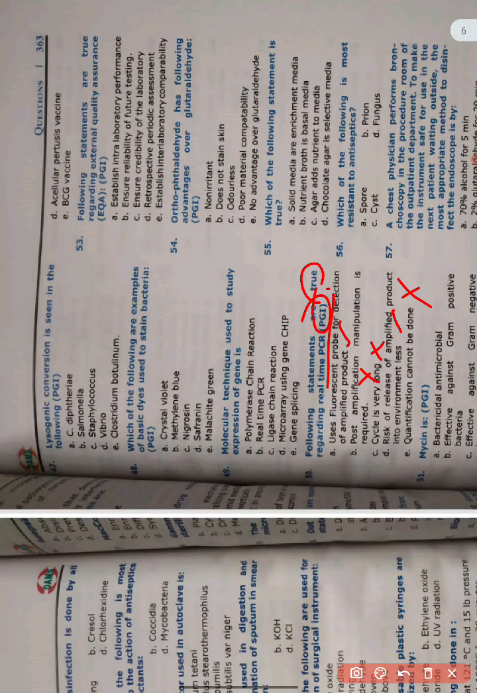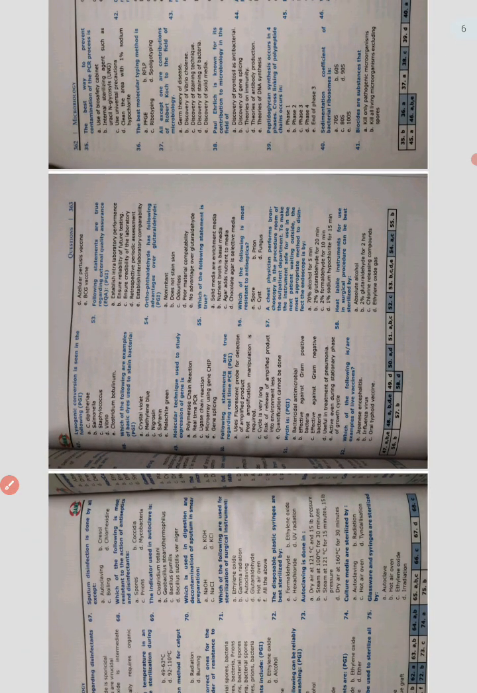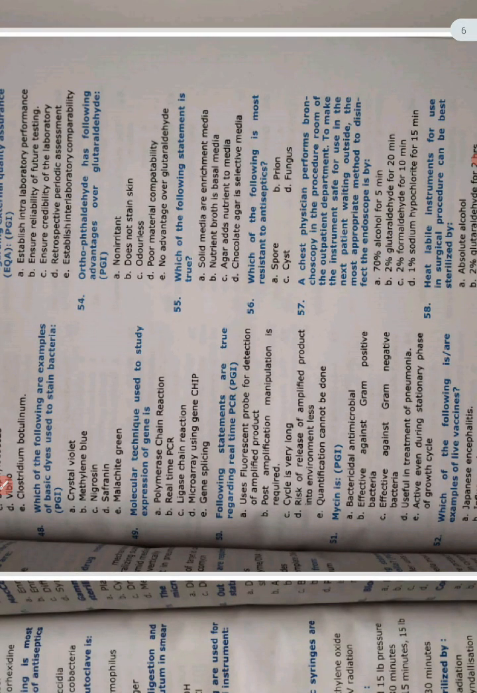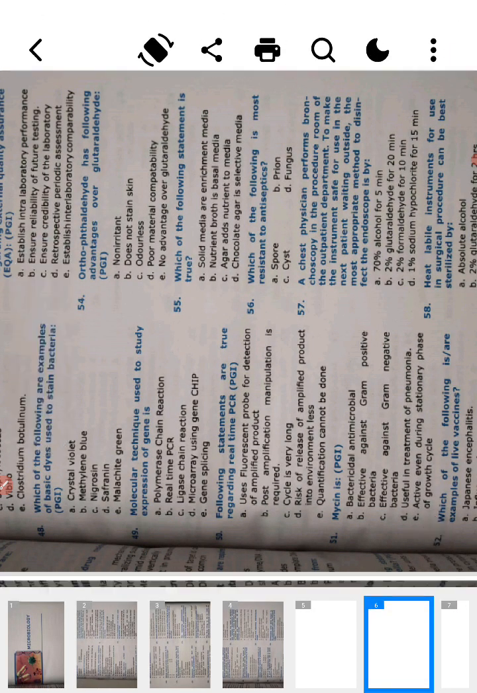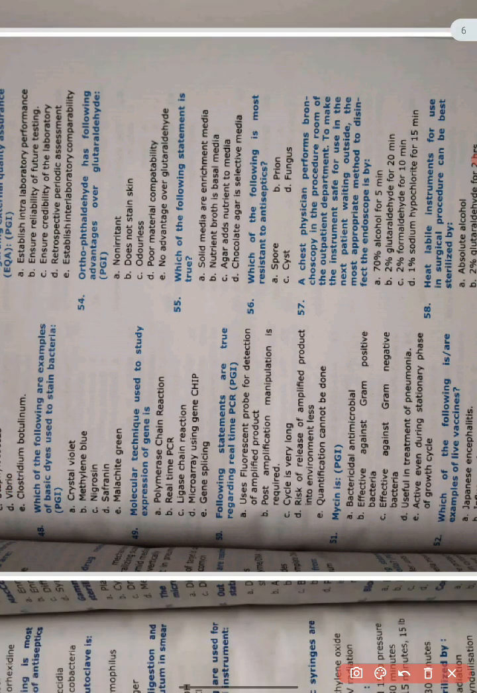Uses fluorescent probe. Yes, it uses a fluorescent probe. And risk of release of amplified product into the environment is very low.